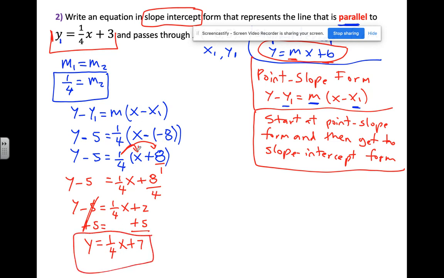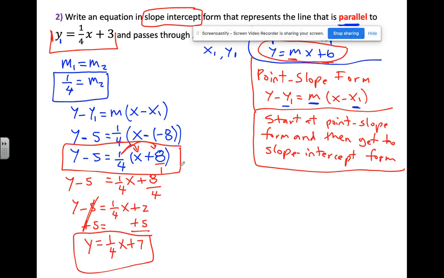So here, we did it in two different ways. This is the point slope form, okay? We're using the parentheses. And then when I distribute the 1/4 on the outside, and then I leave the y by itself, now this is in slope-intercept form, okay? And that's the equation that I was looking for.